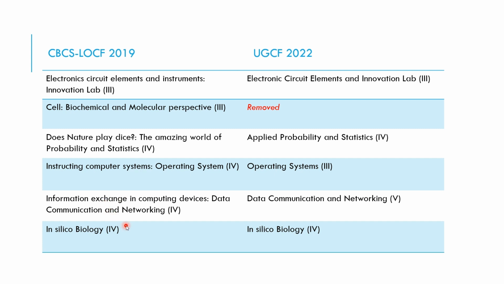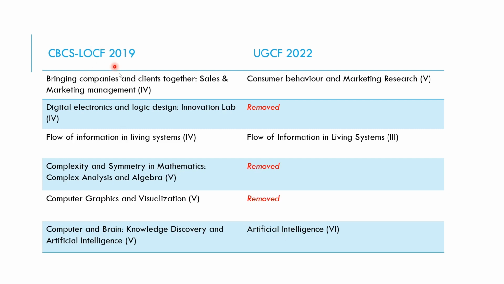In silico biology has been retained and the name has also not been changed. Bringing companies and clients together, sales and marketing management, from semester 4 can be mapped to consumer behavior and marketing research, semester 5. Digital electronics and logic design, innovation lab has been removed now. Flow of information in living systems, semester 4, has been retained, but this time in semester 3.